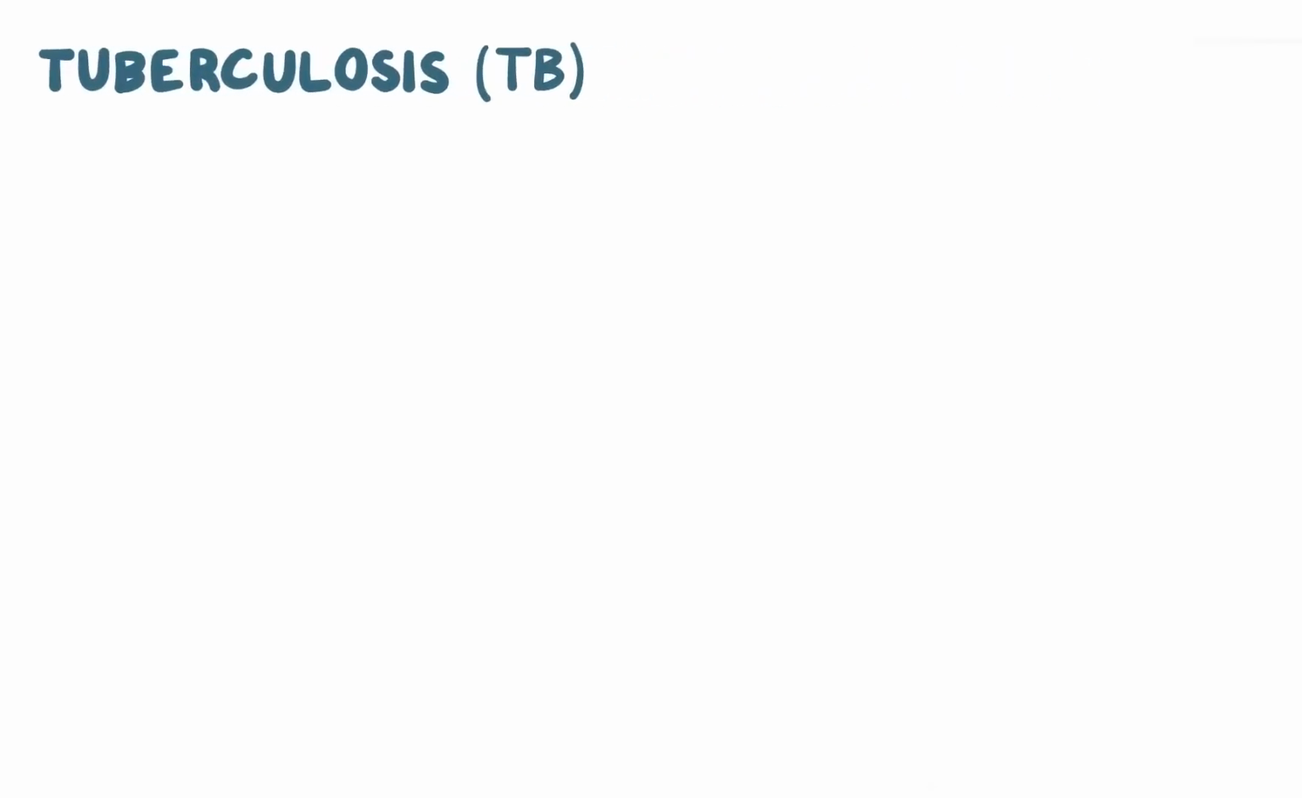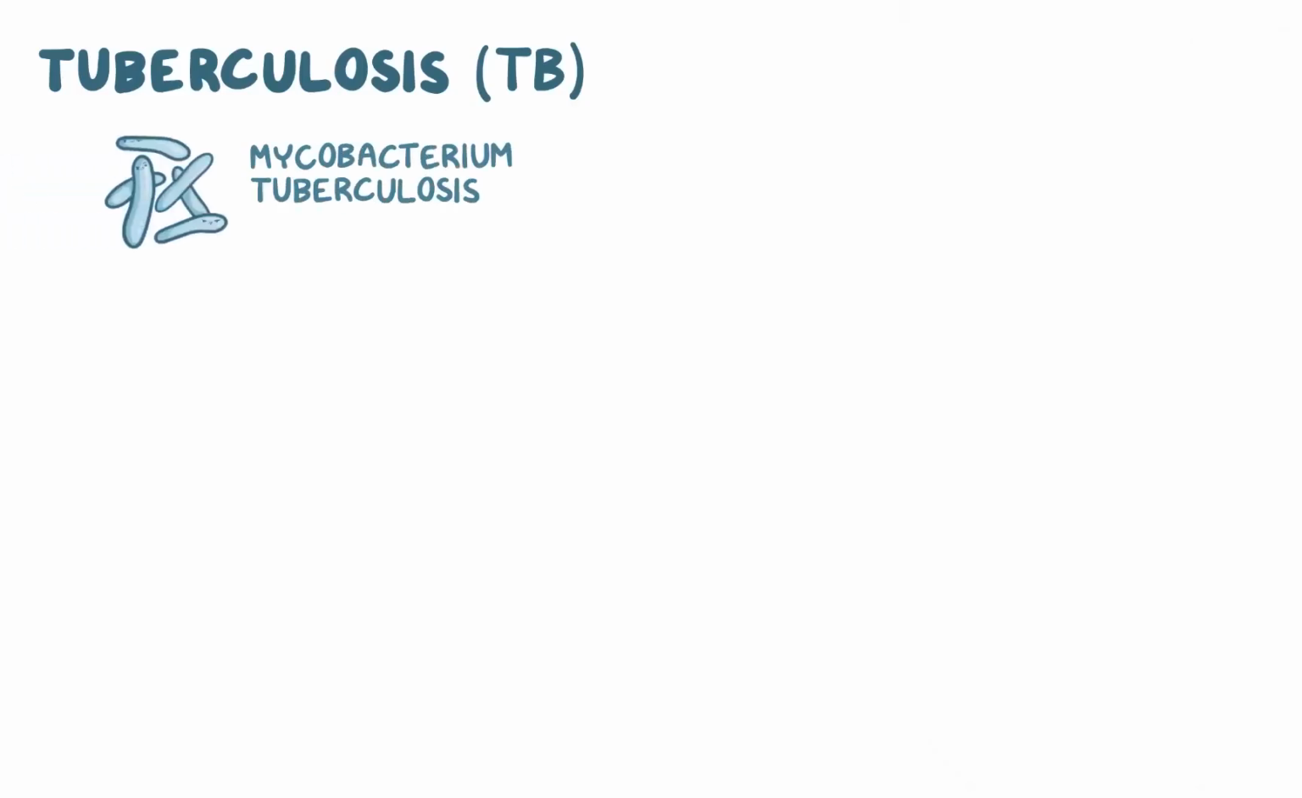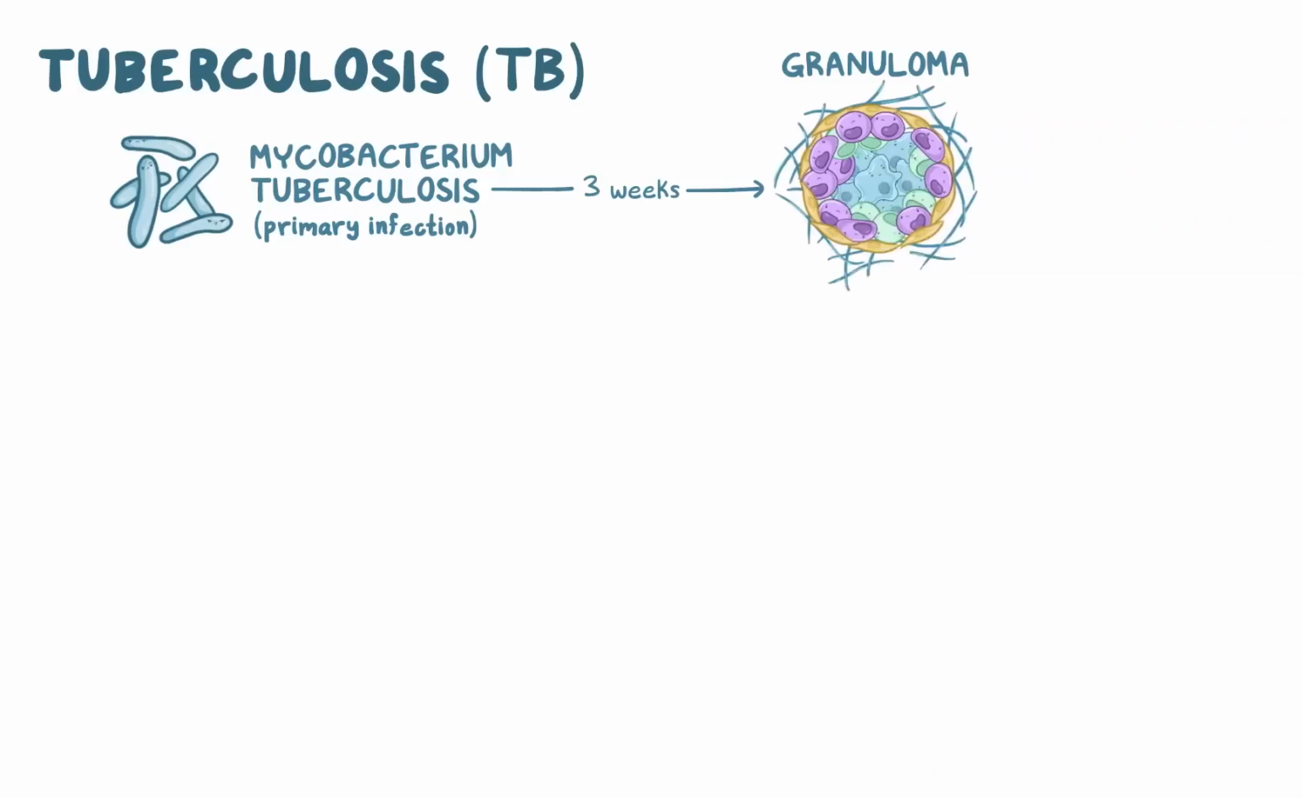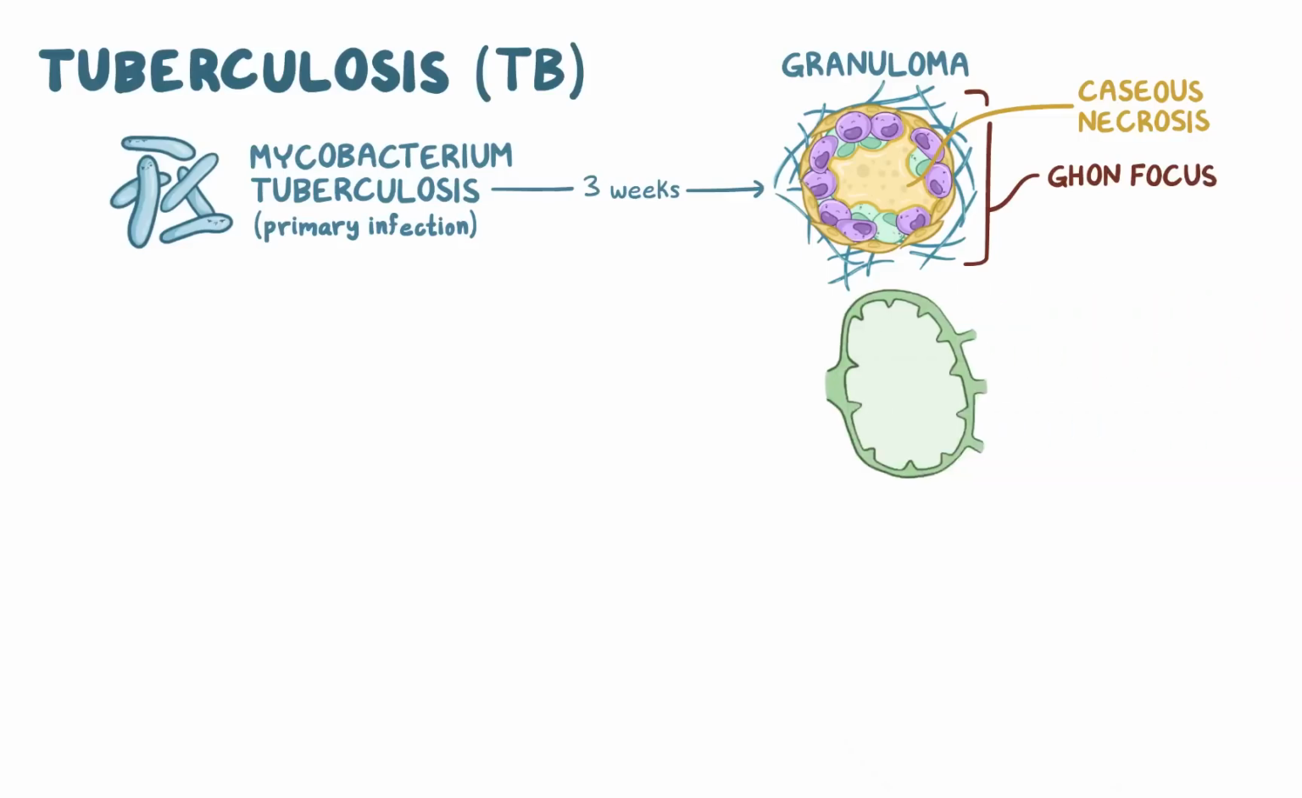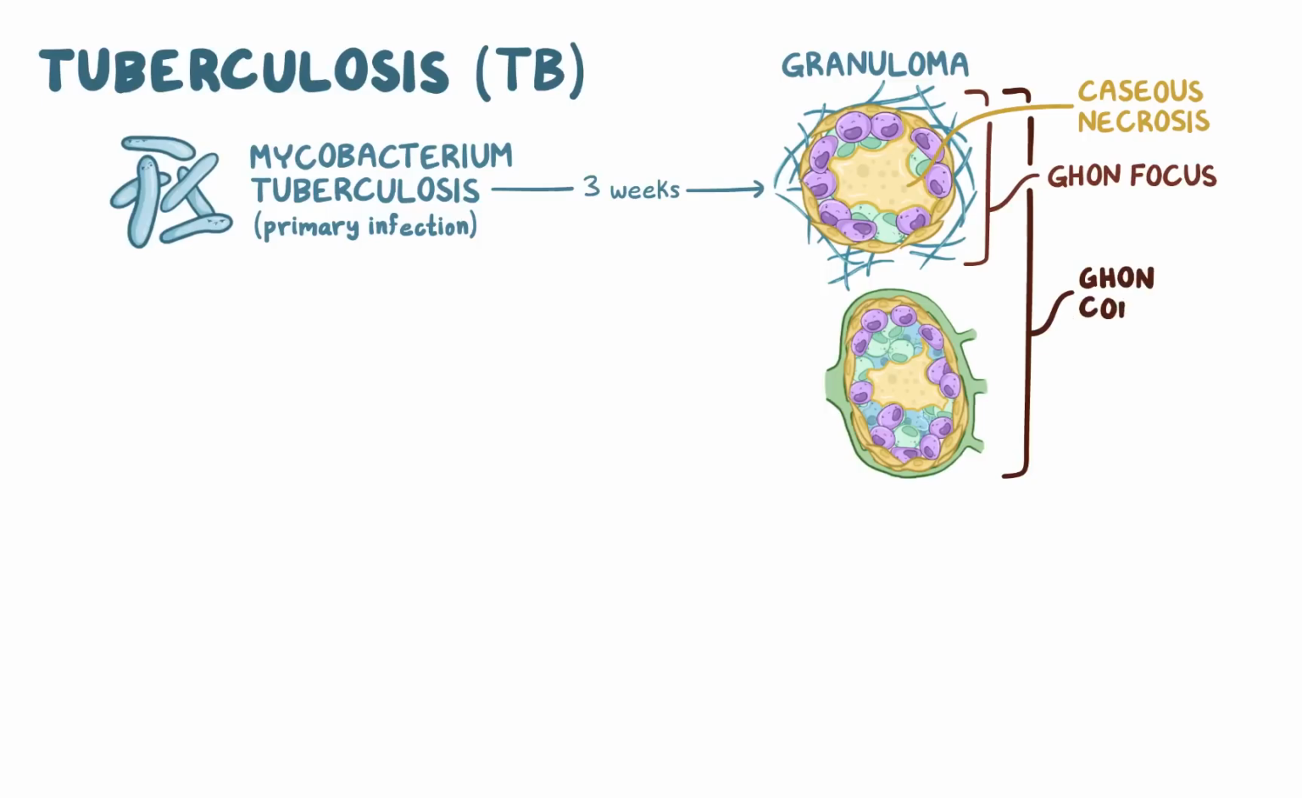Alright, as a quick recap, tuberculosis, or TB, is an infection caused by Mycobacterium tuberculosis that mainly affects the lungs. 3 weeks after the primary infection, the immune system tries to contain the infection by creating a granuloma, and the tissue in the middle undergoes caseous necrosis, resulting in an area called a Ghon focus. TB also extends to nearby hilar lymph nodes, causing caseous necrosis there as well. The Ghon focus plus the affected lymph node makes up the characteristic Ghon complex.